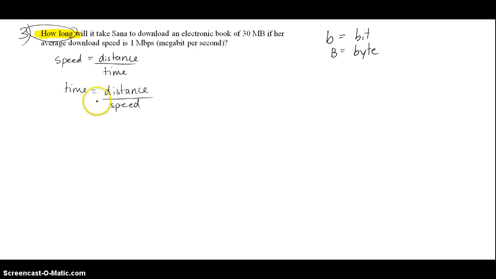Now, what's this distance thing? The distance in this context would be the actual size. So the distance actually means size in this context. That's an m. And so the distance is equal to 30 megabytes. And the speed is 1 megabit per second.